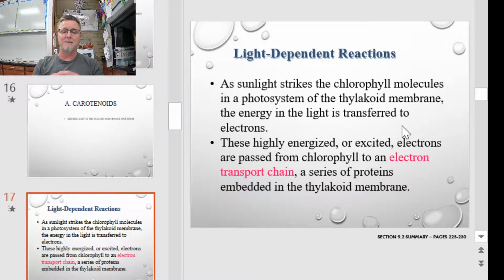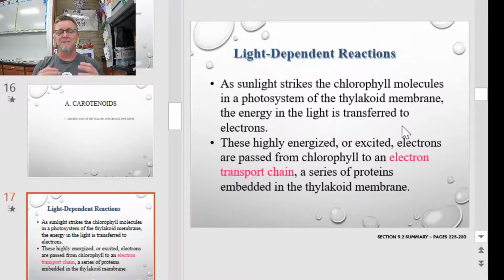Let's get into the light-dependent reactions a little bit more deeply. So if we just put to words what's happening in the light-dependent reactions, here's the nuts and bolts of what's going on. Sunlight has to strike chlorophyll. That chlorophyll is packaged into a photosystem inside the thylakoid membrane. The energy from that sunlight is going to be transferred to electrons in chlorophyll. Those electrons, once excited, are going to be picked up by an electron transport chain and passed down that chain through a series of proteins. And as they move through these proteins, well, they're going to lose some energy along the way.